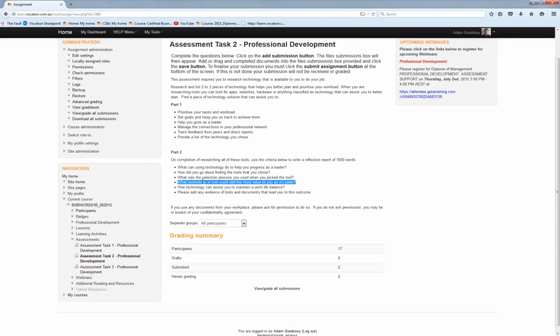So it's quite a personal question, because you're going to be reflecting on your own situation a little bit here. So tell me why that piece of technology will be beneficial to you, or why you feel that piece of technology might give you the most value as a progressing leader.